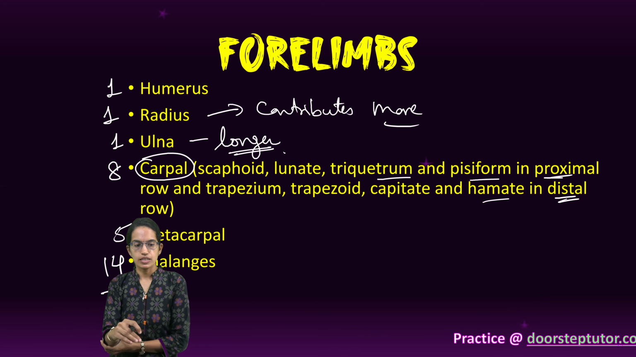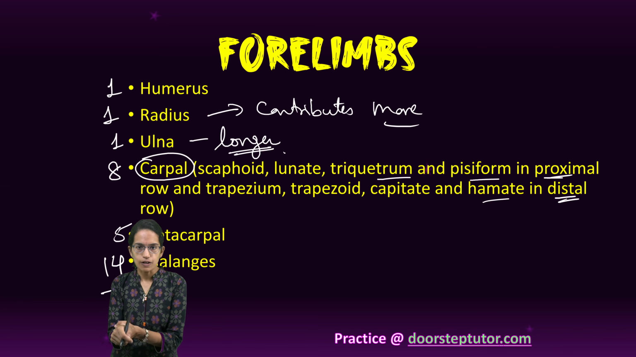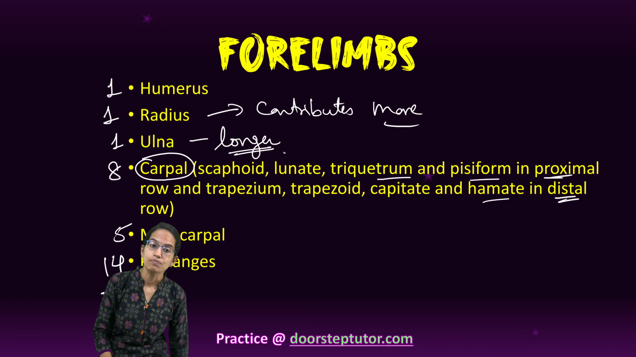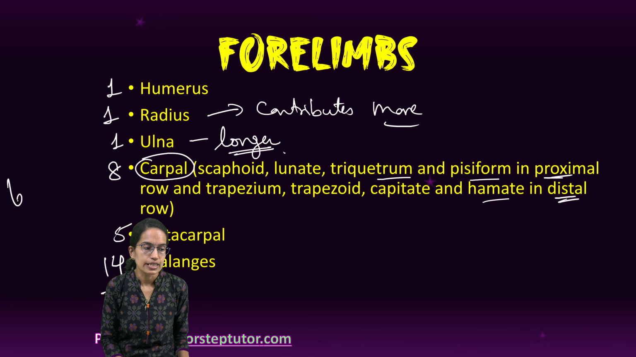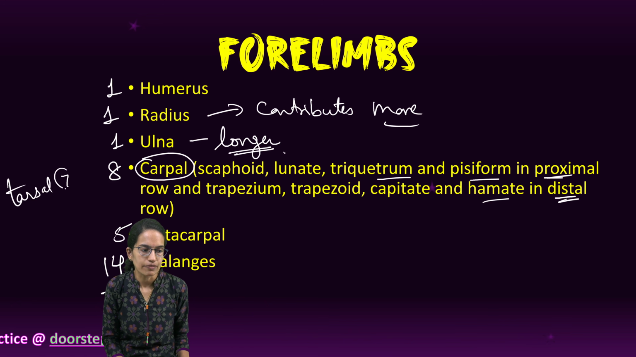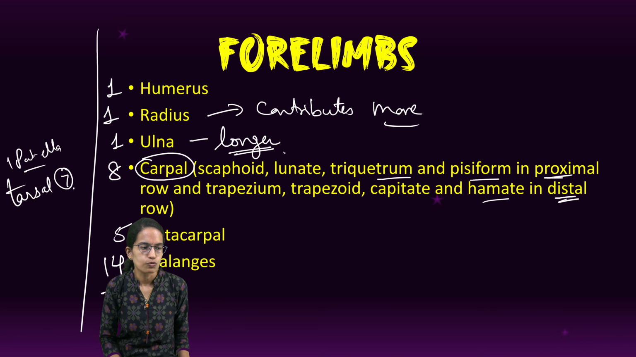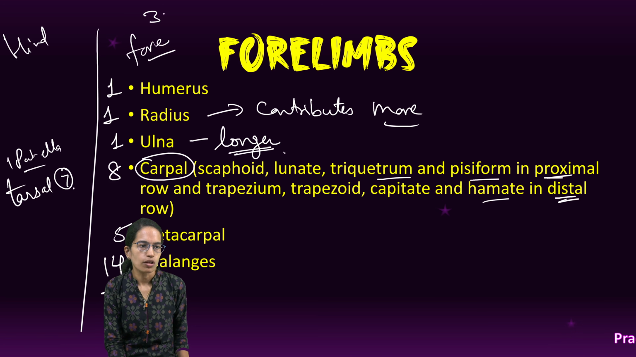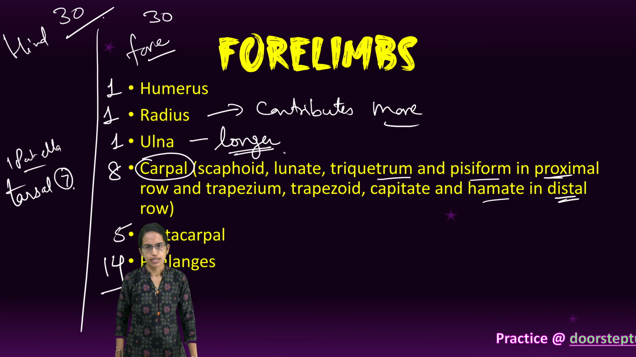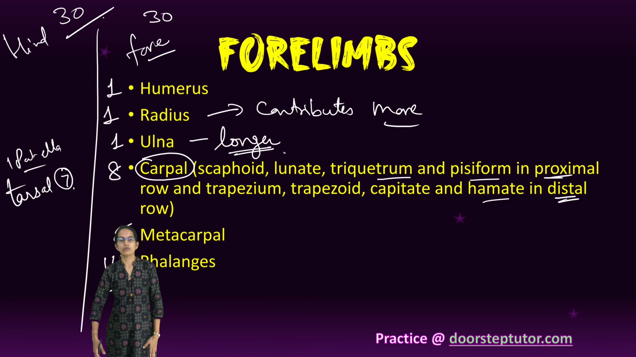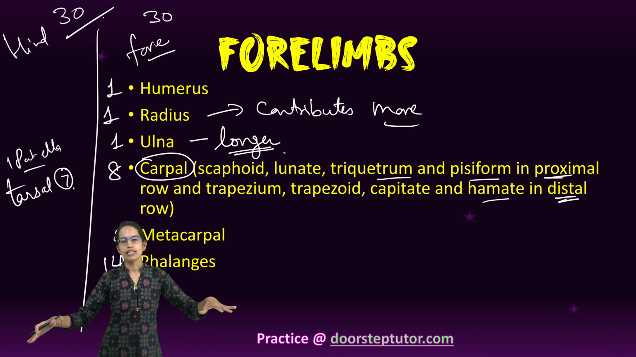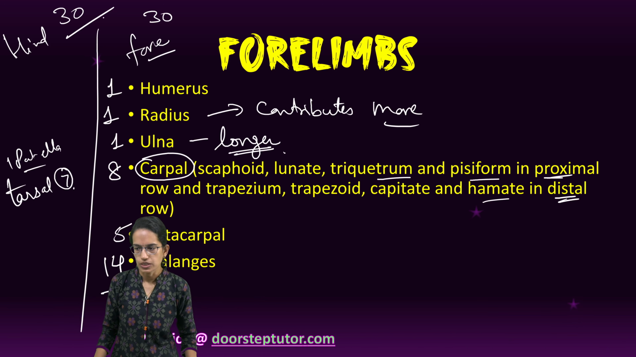Now each wrist, as we can say, has 8 carpals. In the hind limbs there were tarsals, and how many tarsals were there? There we had 7 tarsals and 1 patella. So in all, this was for the hind limb and this is for the forelimb. Both of them have 30 bones. Clear? So 30 bones, 30 bones, 30 bones, 30 bones. So all the limbs together would have 120 bones, as simple as that.